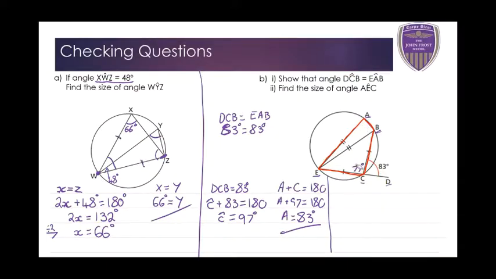So let's get rid of our doodles here. We need to find the angle AEC. So that is A is there, E is here, and C is down there. So we're trying to find this whole angle here. Okay. Now we need to find out two smaller angles before we can do this.